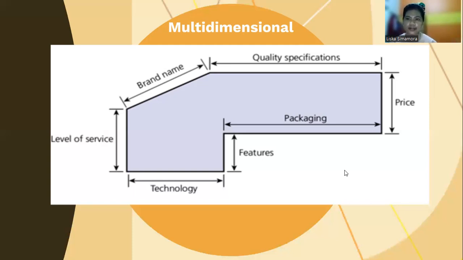Okay. And also the dimension of the product, also price. We cannot forget the price as a dimension of our product. And then packaging, of course, this is a dimension of the product as well. And the features. Okay, what is the feature of your product?